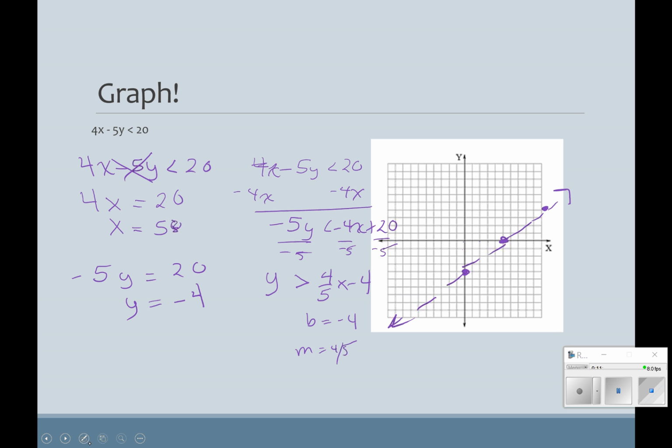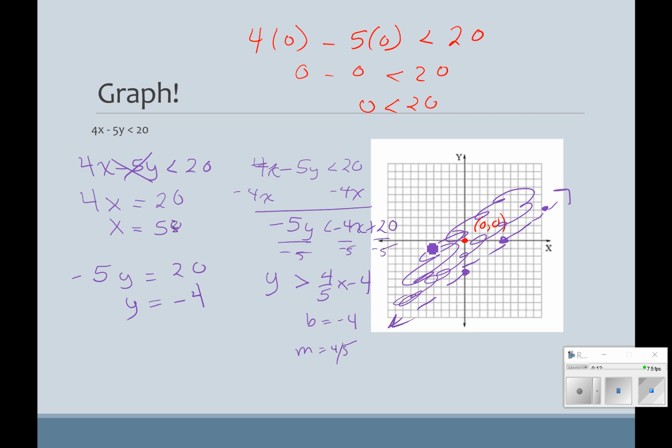But now I'm going to pick my test point of 0, 0, and plug it back into the original equation. So 4 times 0 minus 5 times 0 is less than 20. So 0 minus 0 is less than 20. 0 is less than 20. That's true, so that means we're going to shade wherever that 0, 0 is, which is up here, and everything up here, but not on the line, is part of the solution.